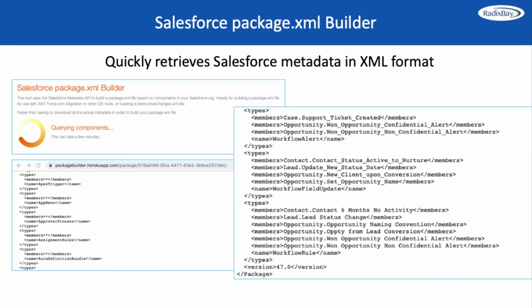The next tool I use is the package.xml builder tool. This tool quickly retrieves Salesforce metadata in XML format. This can be used with the AMP migration tool. As you can see, it has metadata listed, and you can connect to any Salesforce org here as well.